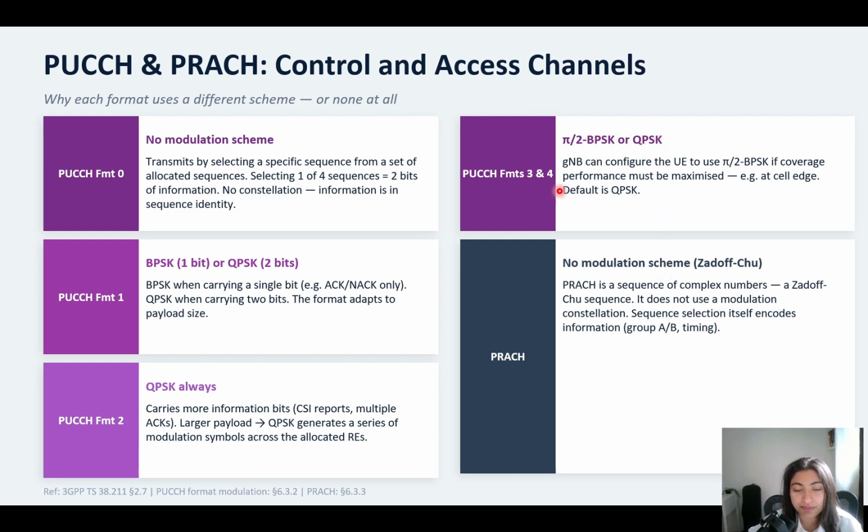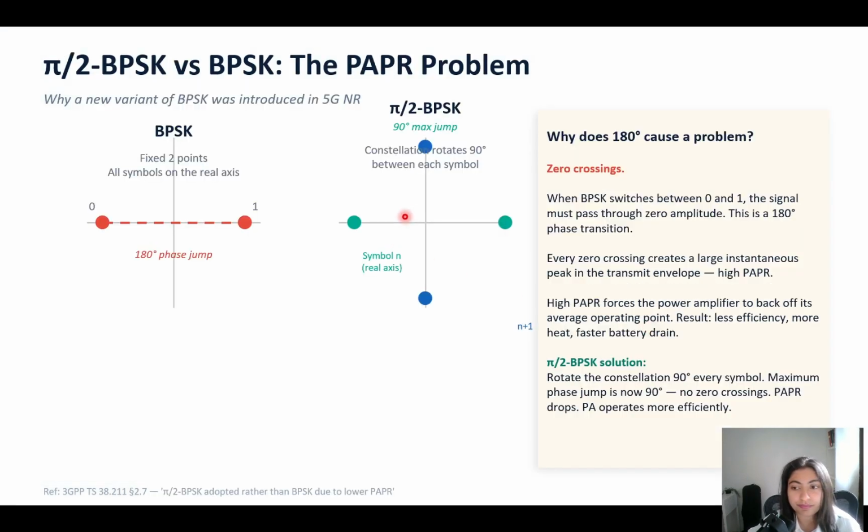And finally, we have PRACH. PRACH corresponds to the random access channel. It has no modulation scheme whatsoever. It transmits a set of chosen sequences. So the information is not in the amplitude or phase domain, as is with the constellation diagrams or any of the modulation schemes. The information is in which sequence is selected, and this sequence is also used for uplink timing alignment.